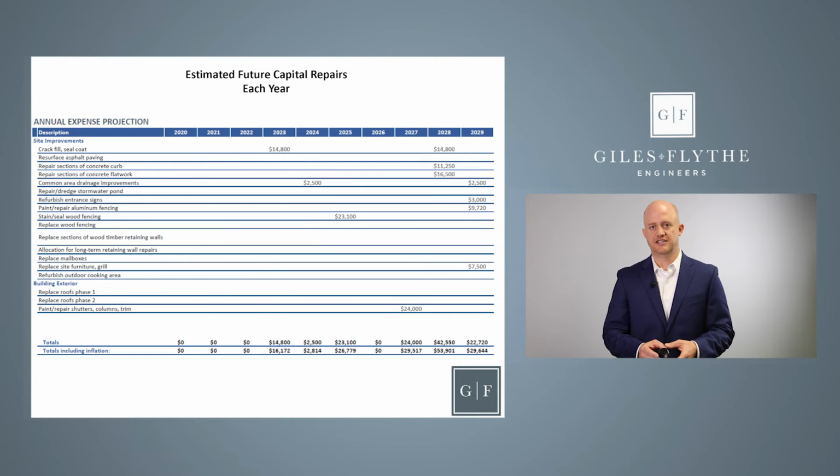At the bottom of this page is where we adjust for an average inflation rate. We typically recommend a 3% average inflation rate. So this is the cost estimating portion of the reserve study. This kind of shows you how we set up the costs.